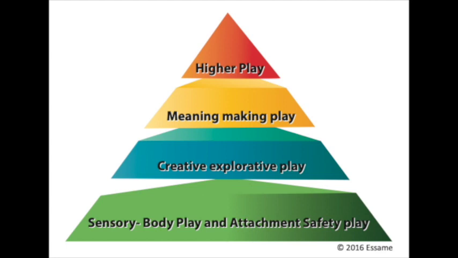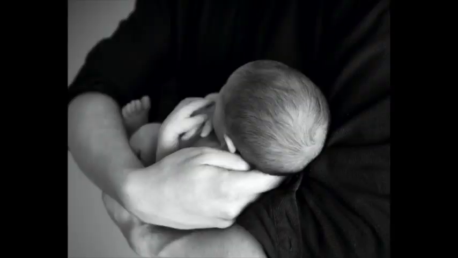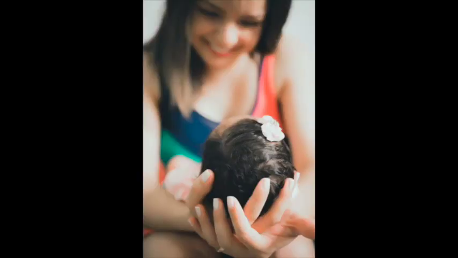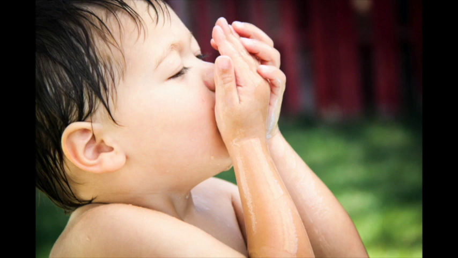Now, the foundation stage you'll see in this pyramid is the sensory body play and the attachment safety play. So sensory body play is all about how children experience their bodies. It begins as soon as they're held, rocked, sung to, interacted with. It's about how they develop what we call sensory integration through all their senses.